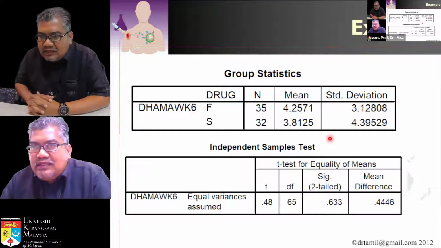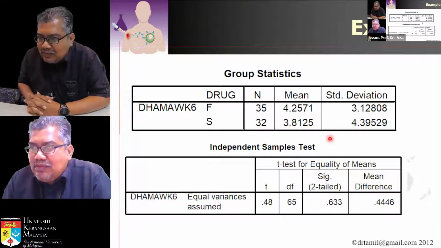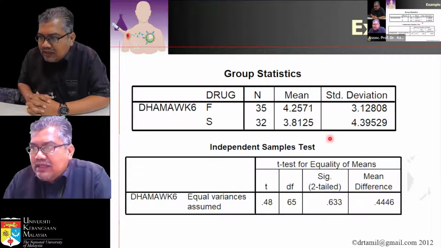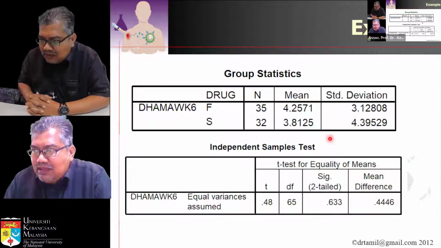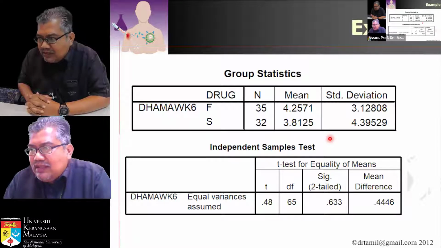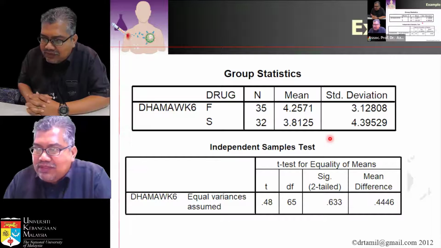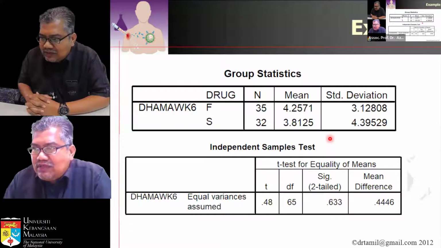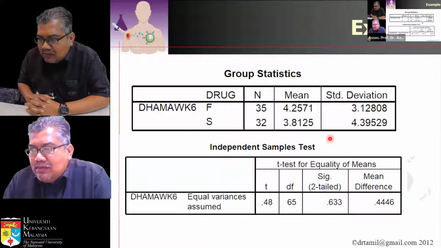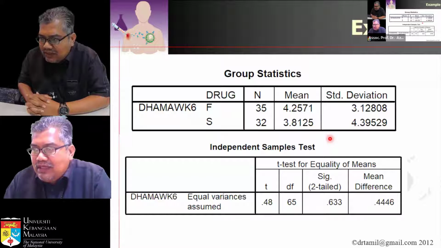Okay, here is an example of a t-test done between two groups after 6 weeks of treatment with fluoxetine and sertraline. You can see the mean anxiety score for the fluoxetine group and the sertraline group is 4.25 and 3.8, and the difference is not that much. After 6 weeks of treatment, the group improves drastically from a score of 14 to 4 and 3.8.